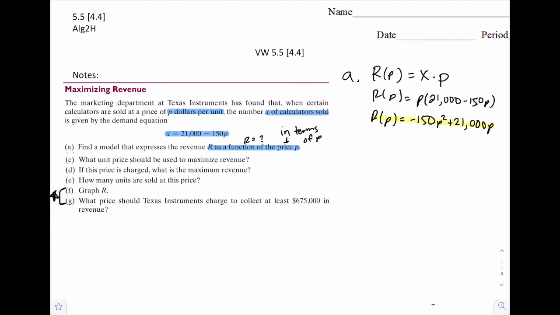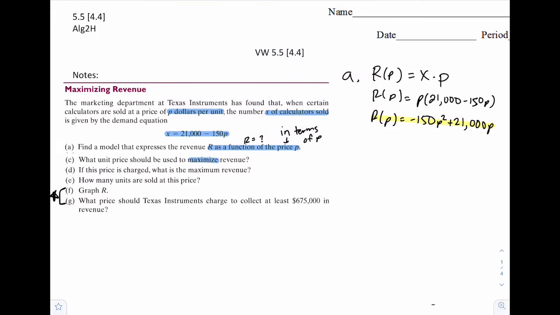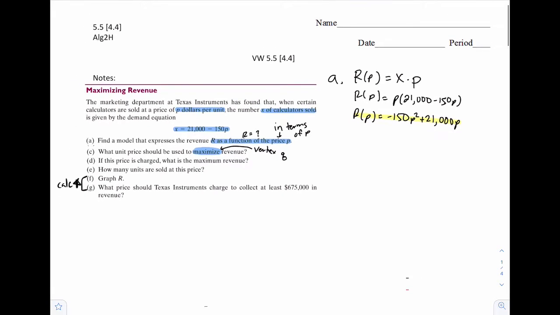Next one. What price should be used to maximize the revenue? So here's another highlighting moment. You ever see the word maximize? You always highlight that. That means this is a vertex question. So whenever you see the word maximize, maximum, minimum, minimize, that's going to be a vertex. So for part C, let's do that. We're going to find the vertex.